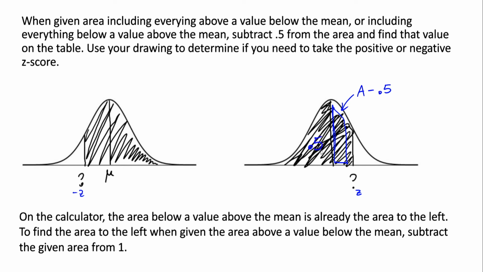Because this half of the curve is 0.5. If we look at this one, again, we would need to look up this piece on the table. This piece is 0.5, so what's in here is going to be a minus 0.5.